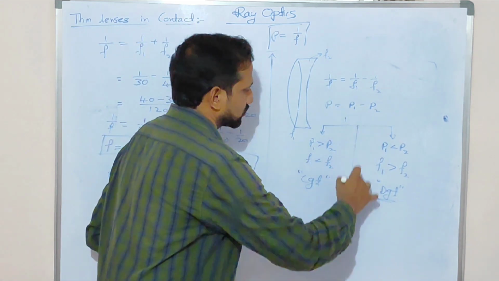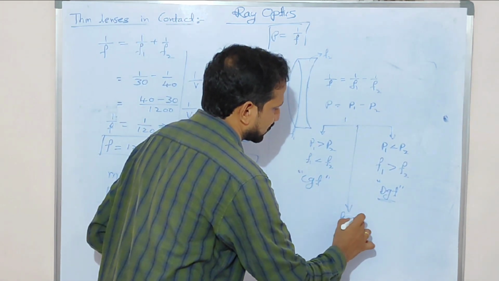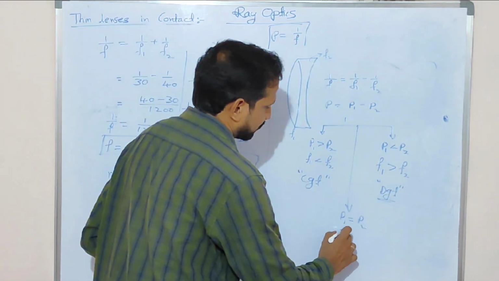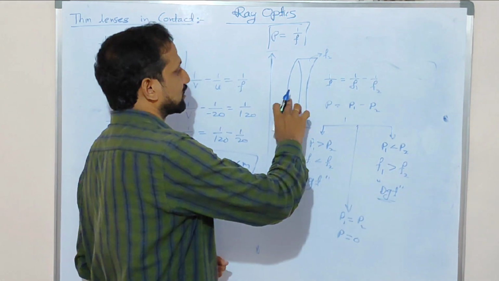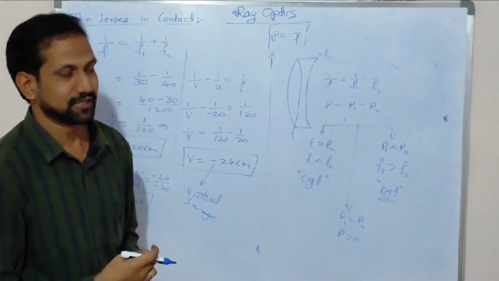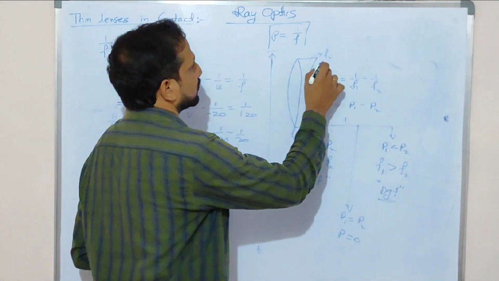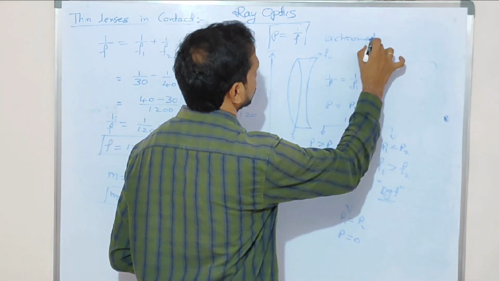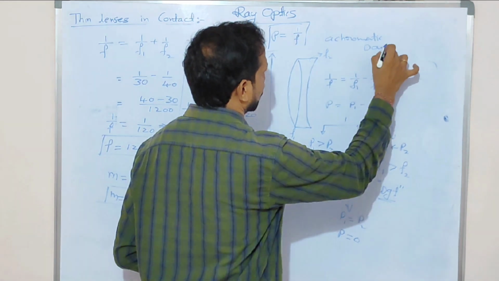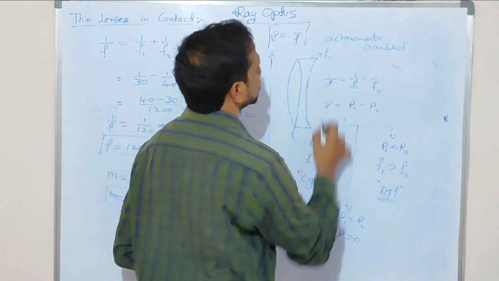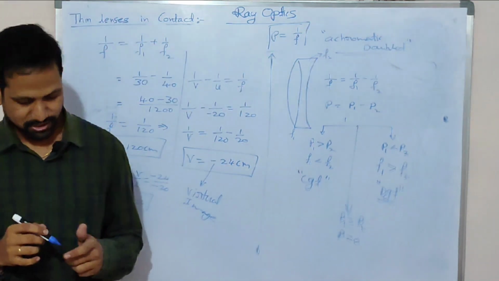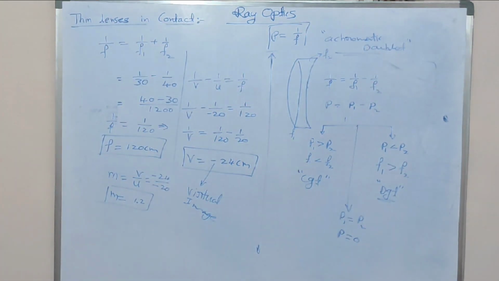And you may get a doubt here: what if P1 and P2 are equal? Then the net power will be 0, so one will cancel the other. That would happen. And I told you already, this system is called an achromatic doublet, and this word you will see in the case of aberration, in chromatic aberration. Okay, I hope you got it.